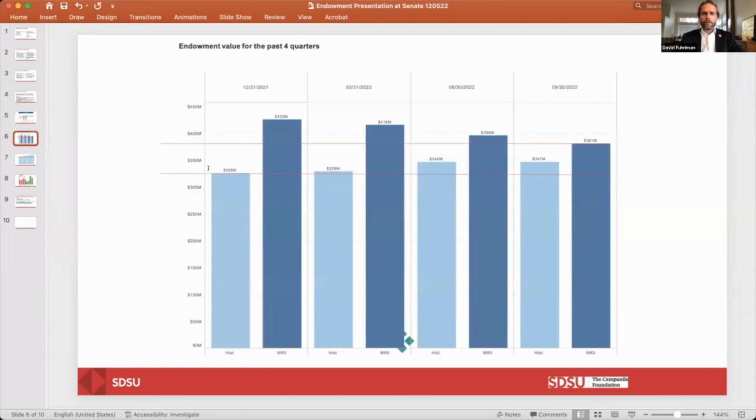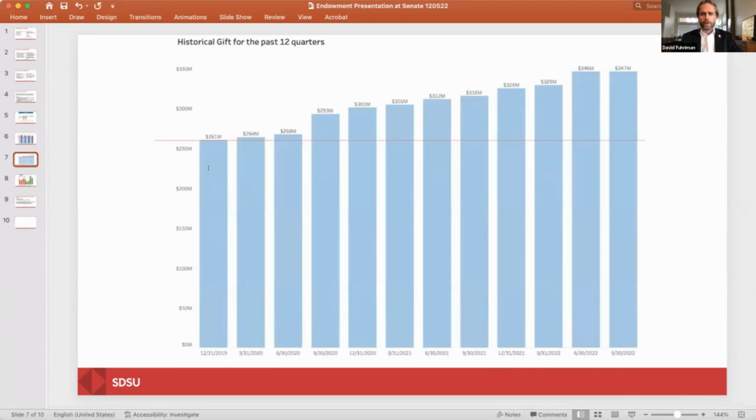I want to share, this is really looking at what the endowment value is over the past 4 quarters. In the light blue is this historical gift value or the corpus value. So you can see that still continues to increase over the past 4 quarters. That still increased $21 million, but we can see a $44 million decline in the overall balance. So even though we're continuing to add to the endowment, the overall balance is continuing to decline due to that downturn that you saw on the previous slide.